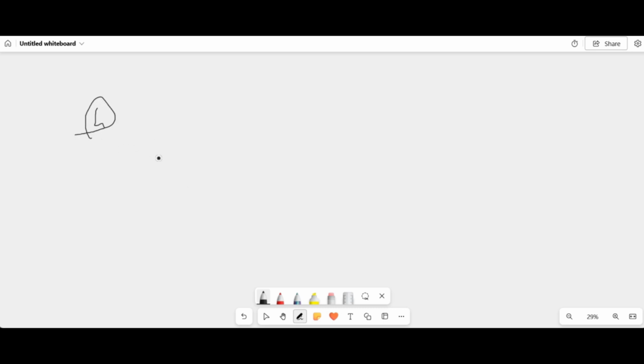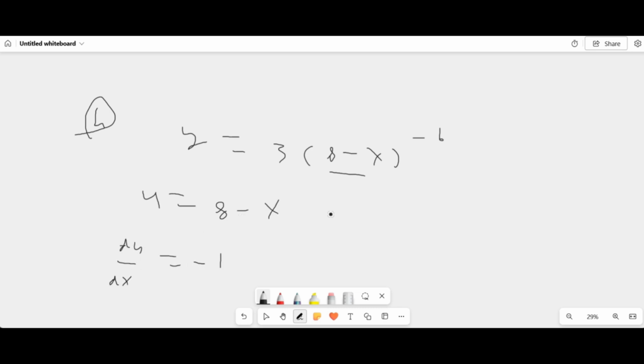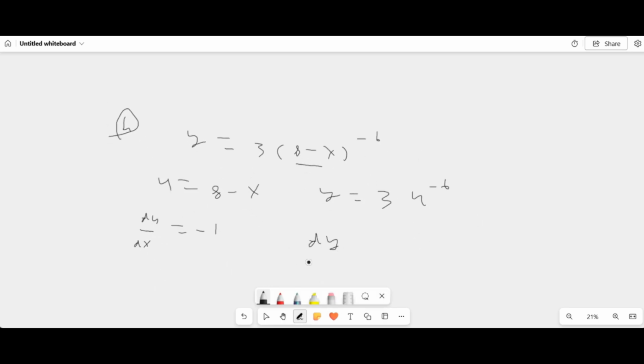And here we go, part h. Now we've got y is equal to 3 open bracket 8 minus x, to the power minus 6 here. Alright, cool. So u is going to be equal to the inside, so 8 minus x. du over dx is going to be equal to minus 1. y is going to be equal to 3u to the power minus 6. And then dy over dx here is going to be minus 6 times 3, which is minus 18, u to the power minus 7 on top.